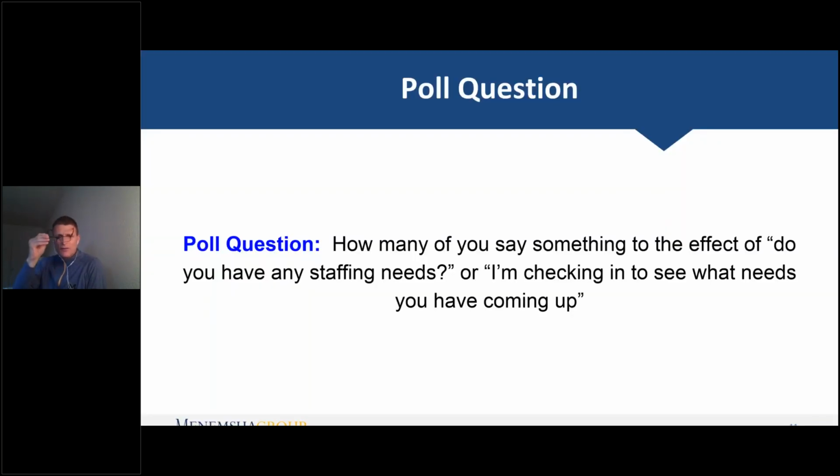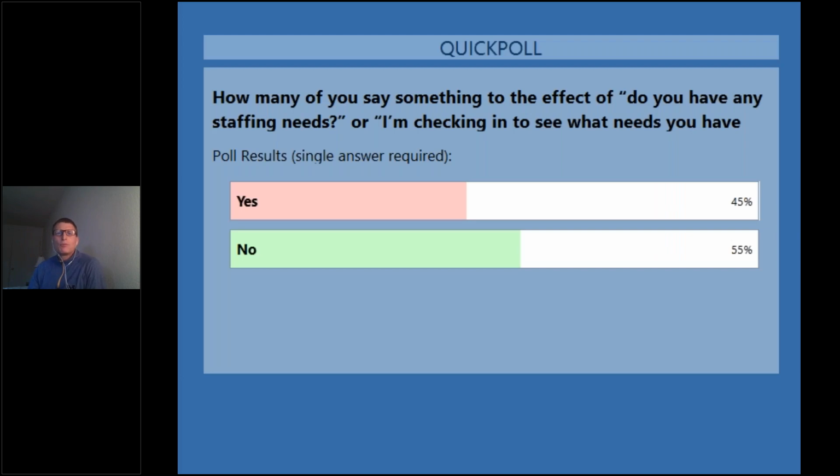All right, let's take a look at the results here. So interesting. This is actually surprising for me. Usually we find about 80% of salespeople are leading with that. I mean, heck, it's only natural. We're in the staffing business, so we're calling to reach out to find out what are some of their staffing needs.